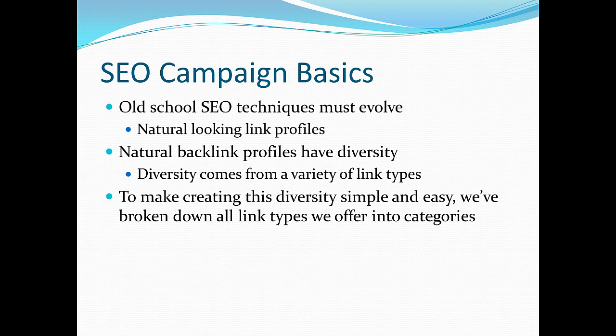To make creating this diversity simple and easy, what we've done is we've taken all the link types that we offer in our backend and we've divided them into categories. We've got 3 main categories. And so when you're building your campaigns, it'll be much simpler to diversify your links by simply picking a few of each link type. So let me cover those categories now and show you how we can use those to diversify our campaigns. The first link category is going to be content distribution.